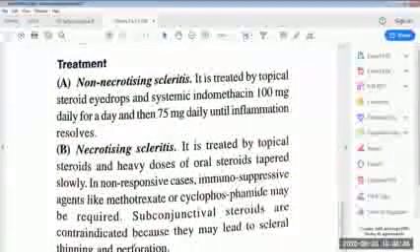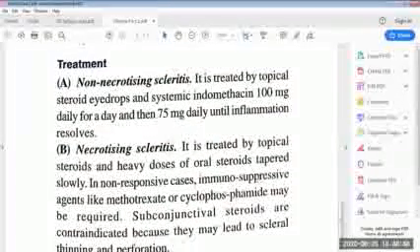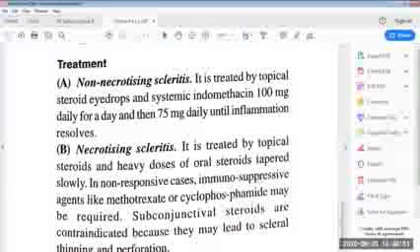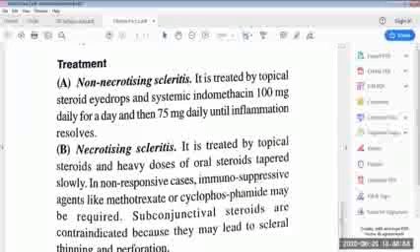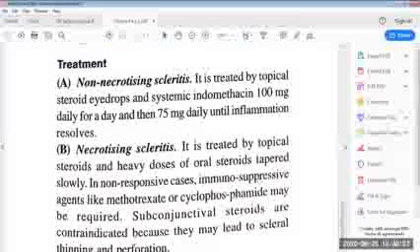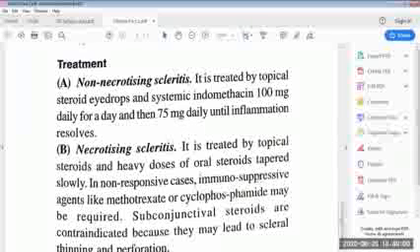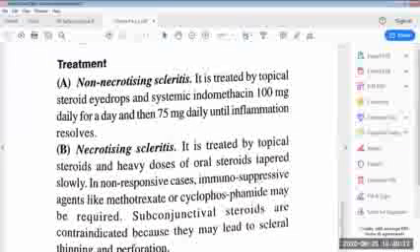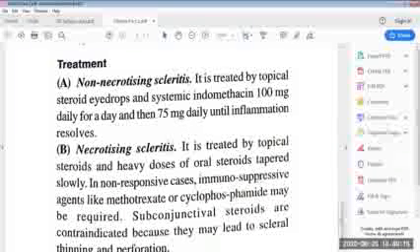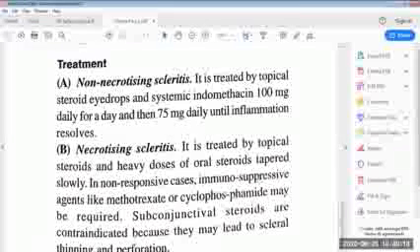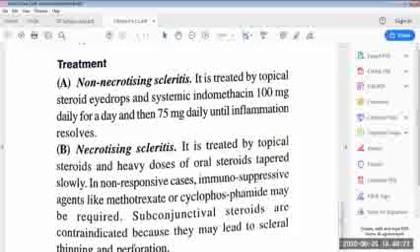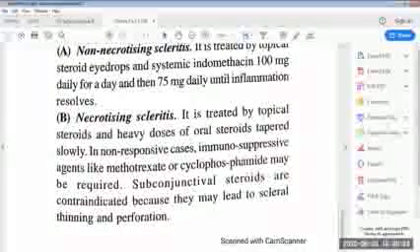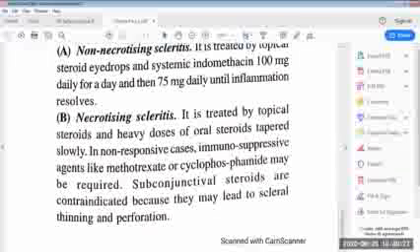Then treatment of the non-necrotizing scleritis and the necrotizing scleritis. In case of non-necrotizing scleritis, it is treated by topical steroid eye drops and systemic indomethacin 100 mg daily for a day, and then 75 mg daily until inflammation resolves. Then next is the necrotizing scleritis. It is treated by topical steroids and heavy doses of oral steroids tapered slowly. In non-responsive cases, immunosuppressive agents like methotrexate or cyclophosphamide may be required. Subconjunctival steroids are contraindicated because they may lead to the scleral thinning and perforation.